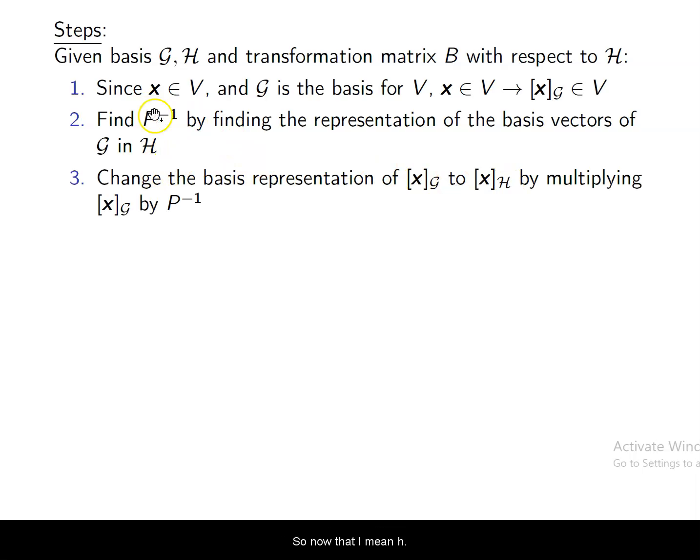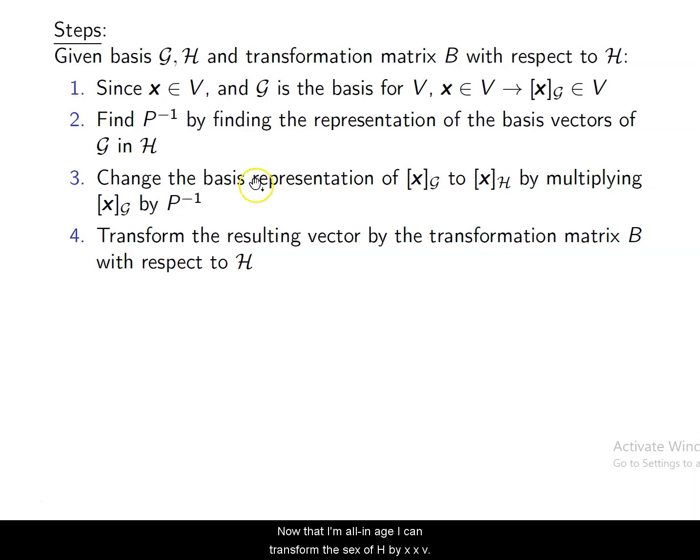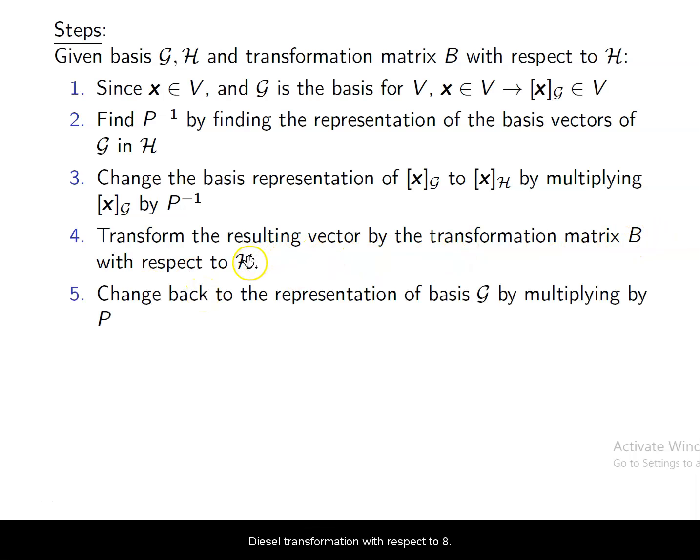So now that I'm in H, now that I found the transformation matrix, I can change the representation of G by multiplying it by P inverse, right? So I had to find P inverse first, and I had to do that by finding the representation of the basis vectors of G in terms of H. Once I've done that, I can take that result and multiply my vector that's in G so that it is also in H. Now that I'm all in H, I can transform this X of H by multiplying it times B, because B is the transformation with respect to H.